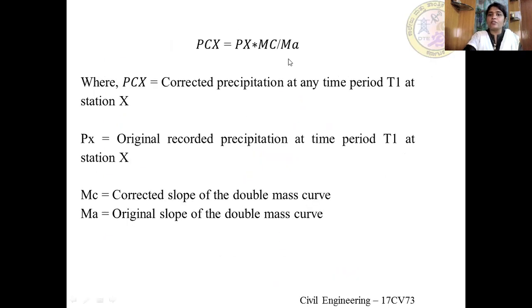Pcx is equal to Px into Mc by Ma, where Pcx is corrected precipitation at any time period t1 at station X, and Px is original recorded precipitation at time period t1 at station X. Mc is the corrected slope of the double mass curve, and Ma is the original slope of the double mass curve.